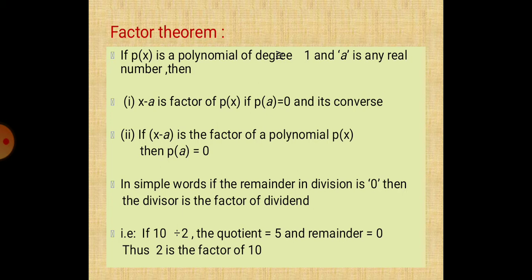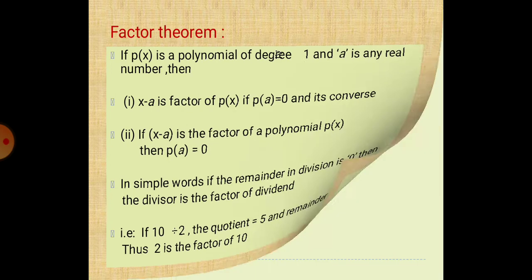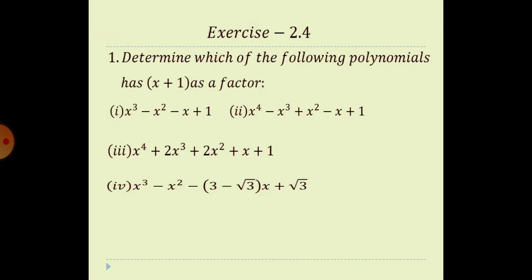Suppose we take one example from the lower classes. If 10 is divided by 2, we perform the division, the quotient is 5 and the remainder is 0. So we say that 2 is the factor of 10. So this is about the factor theorem. It is nothing but remainder theorem, but the remainder should be 0. When the remainder is 0, the divisor is the factor of the dividend. Now let us see some examples. This theorem is very small, you have to understand, but a lot of applications are there.